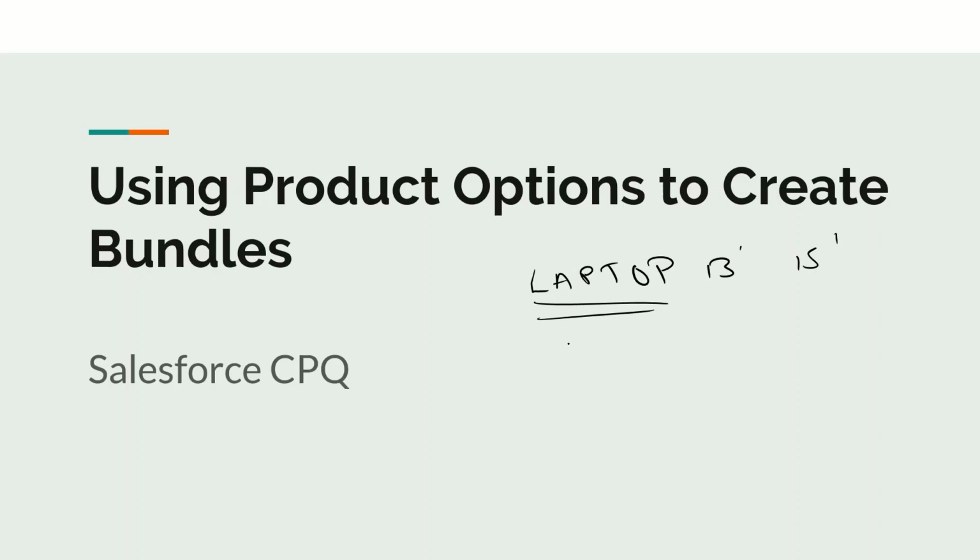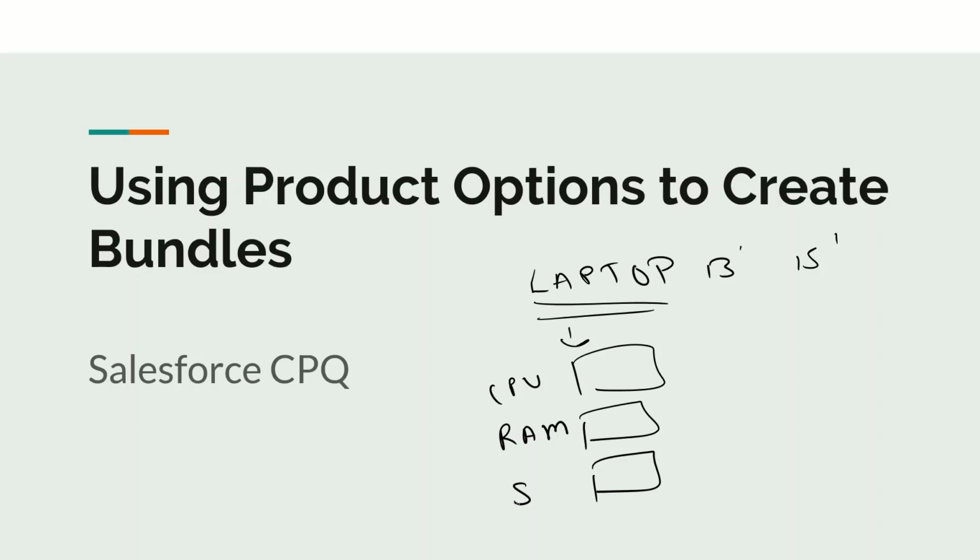In that laptop, there will be multiple things: what you want the CPU or processor to be, then how much RAM you want in the system, that will be a memory, and then how much storage you want. So first of all, it might be a CPU, then what will be the RAM, and then what will be the storage.